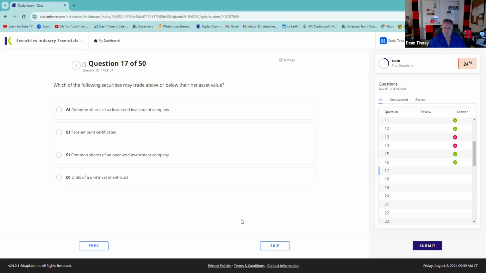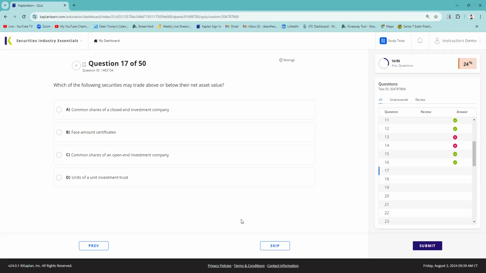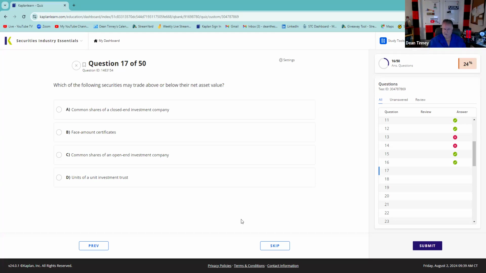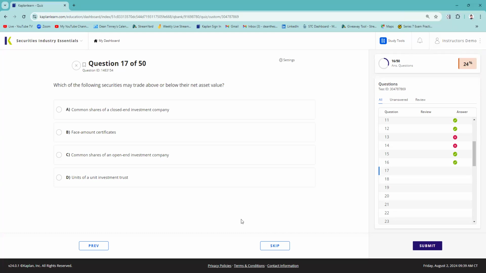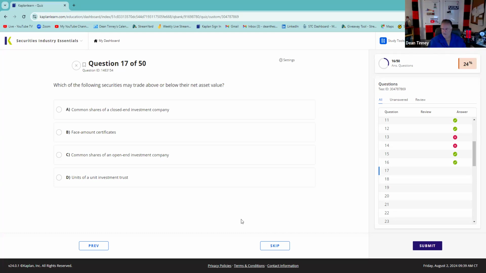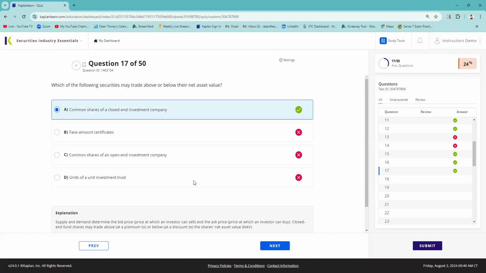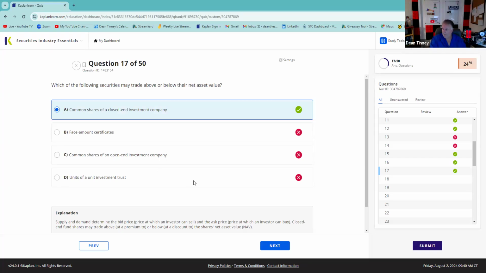Open-end funds are continually offering new shares to the public, and they're always offered at NAV plus sales charge. There would be no circumstance in which an open-end company would trade below its NAV. The only thing that can trade in the secondary market below the NAV is a closed-end fund, because it trades in the secondary market. Open-end funds do not trade in the secondary market. That's also a hint: may trade. B doesn't trade, C doesn't trade, D doesn't trade, but closed-end funds, A, trade in the secondary market on supply and demand in the marketplace, like common stock.